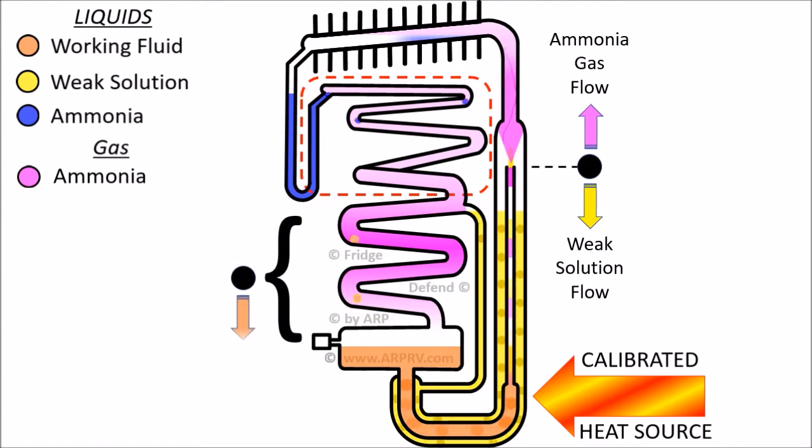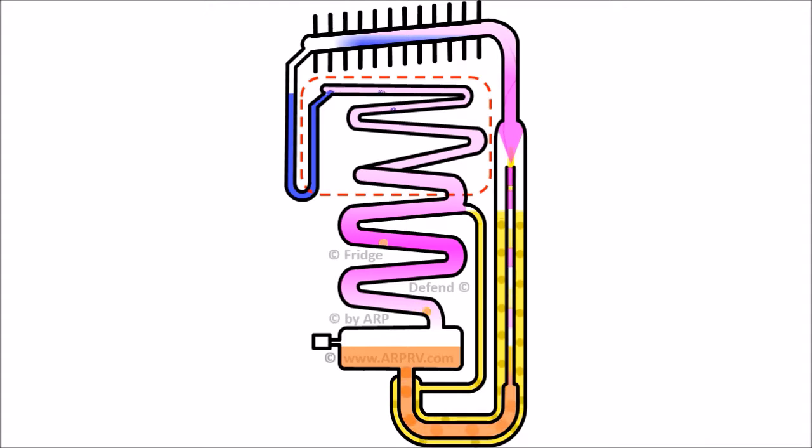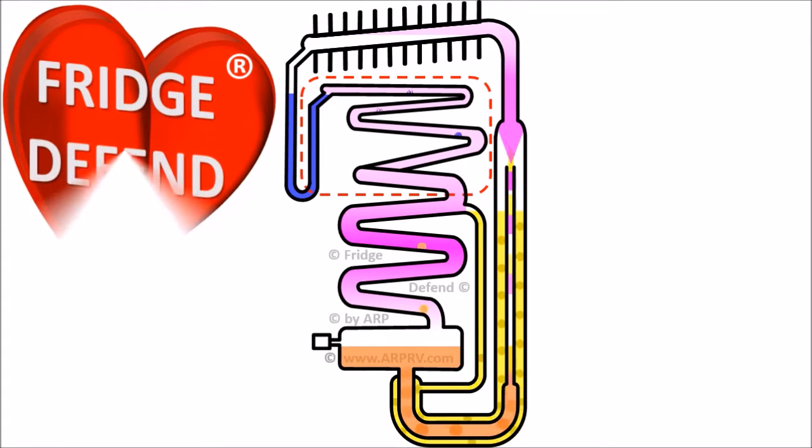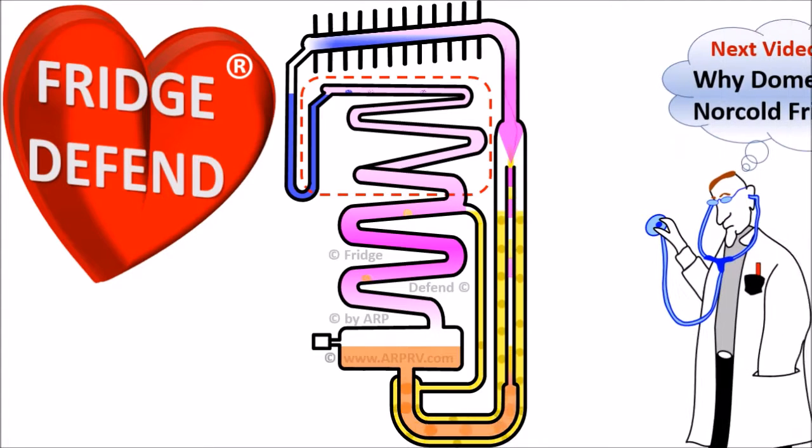Returning to the flow of the weak solution in the absorber coil, the ammonia gas is absorbed by the weak solution because ammonia has an affinity for water. Therefore, the working fluid is recombined and returned to the holding tank after the refrigeration process is completed.